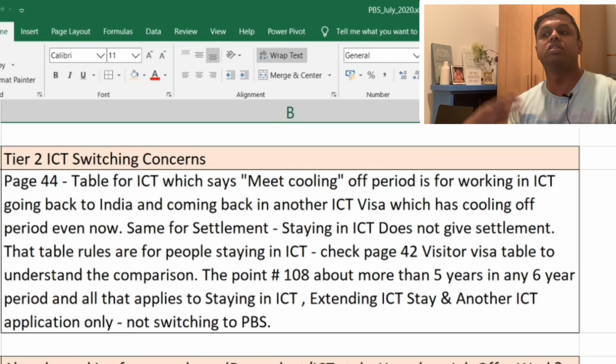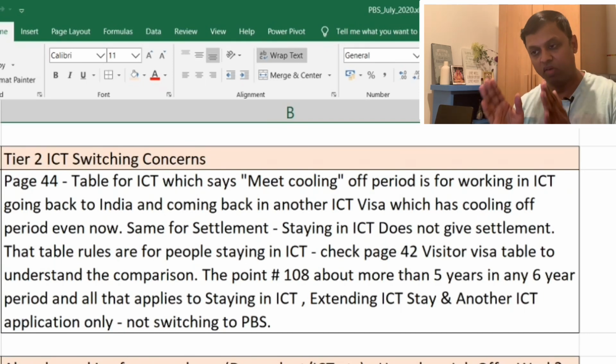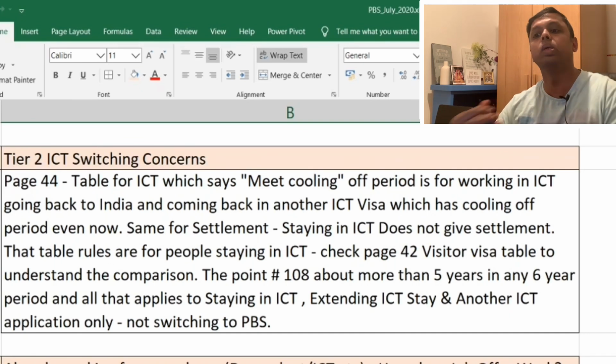But that's the cooling off period that they're talking about. Again, settlement, same concept. If you stay in ICT, then you're not eligible for settlement. Only if you switch to a settlement visa like a points-based system visa, then you are eligible for settlement, which is what that table is talking about.